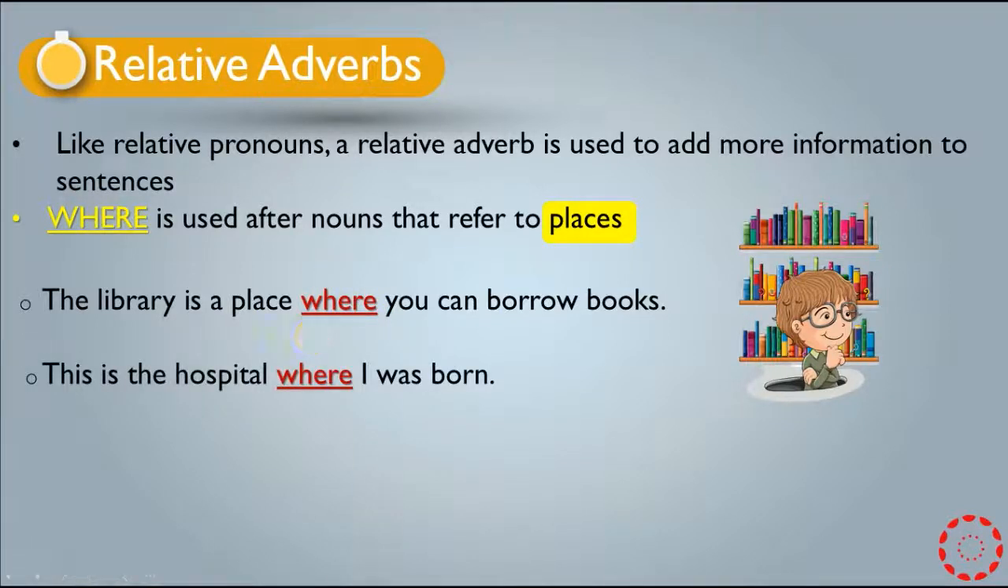Another example: this is the hospital where I was born. Look, again, the hospital is a place. So I have to say where instead of who or another relative adverb.